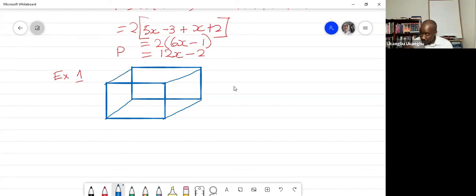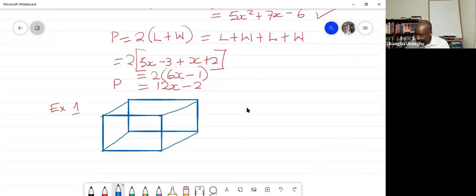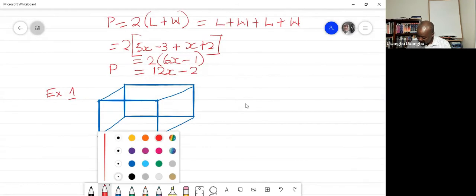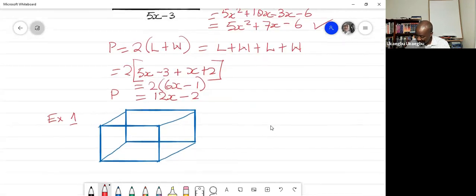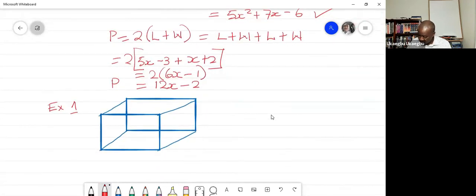Okay, so I am going to use part of the variables that I used before. So this side is x plus 2. And then this side is 5x minus 3. And then this side can be x plus 1.